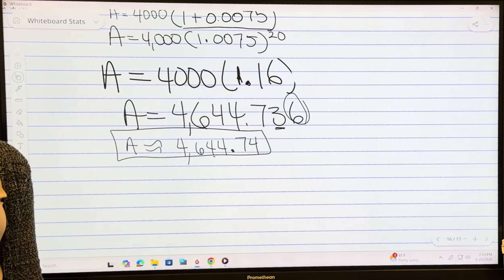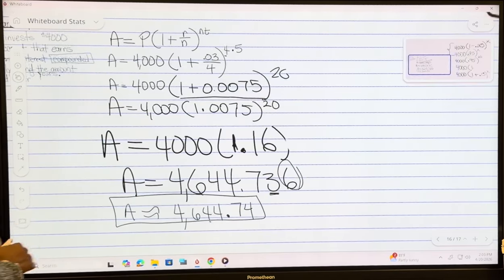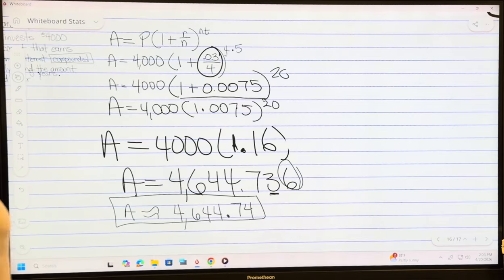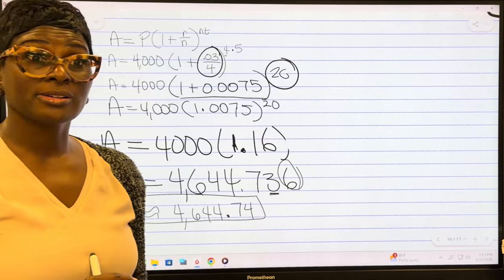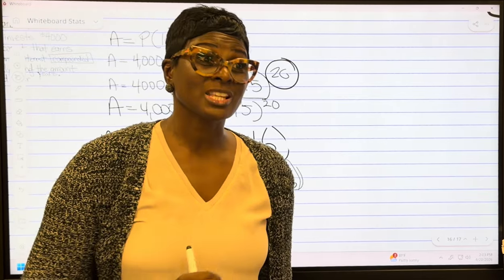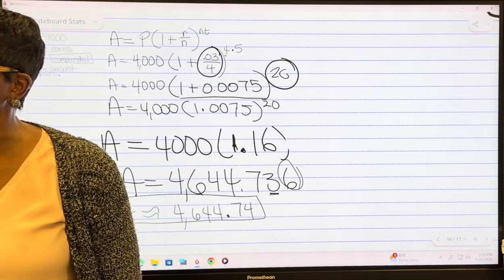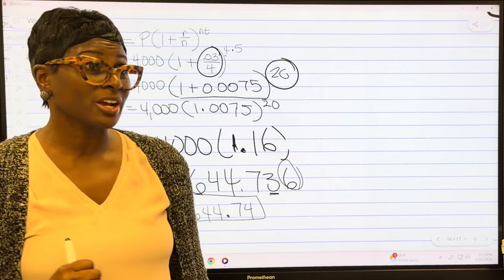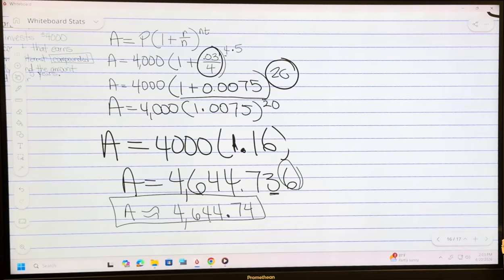Any questions? No? So what part of the formula is this? What does this represent? Your interest. Your interest every 4 months. Is everybody with me? What does this 20 represent? The number of what? Because it ain't years. The number of times that you're going to collect interest, because they give you interest 4 times a year, and 4 times 5 gives you 20. Is everybody following? Yes. Any questions? We good on this?